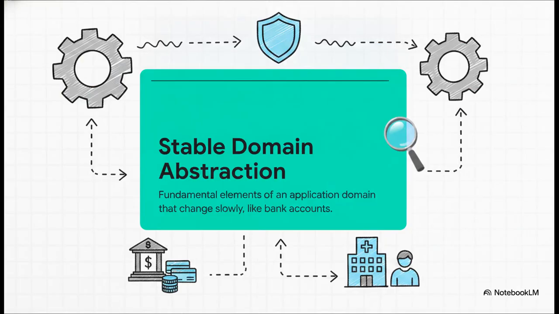So, because making a component reusable is so incredibly expensive, you have to justify the cost. And you do that by ensuring it represents a stable domain abstraction. What does that actually mean? Well, it means the component represents a fundamental, core element of a business that changes very, very slowly. For instance, in a banking system, an account is a stable domain abstraction. In a hospital system, it's a patient. If your component handles a rock-solid business object like that, you know it's going to be needed over and over again, which totally justifies the upfront investment.